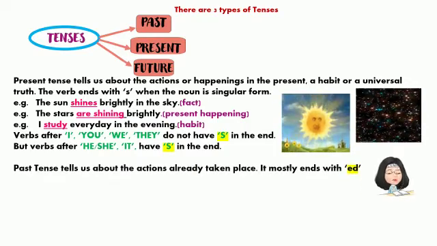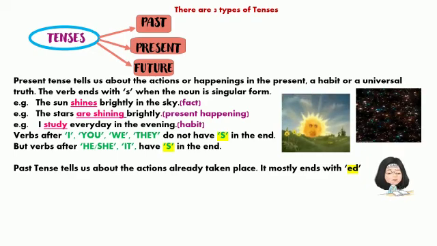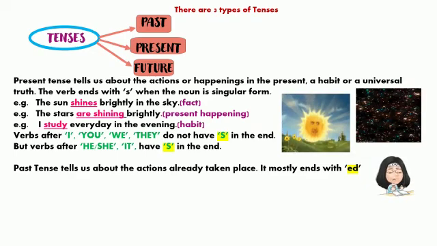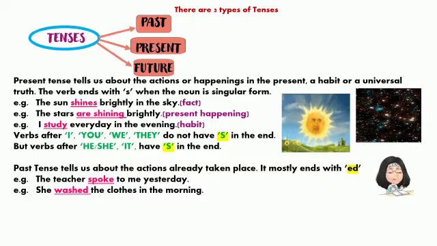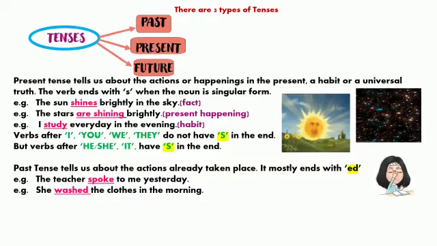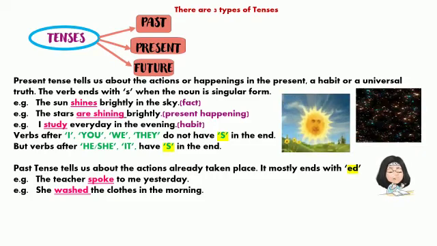Past tense tells us about the actions already taken place. It mostly ends with ed. For example, the teacher spoke to me yesterday means the action of speaking by the teacher is already over. She spoke to me yesterday. The day is already gone. The action is done. Action is finished. So it is in the past tense.